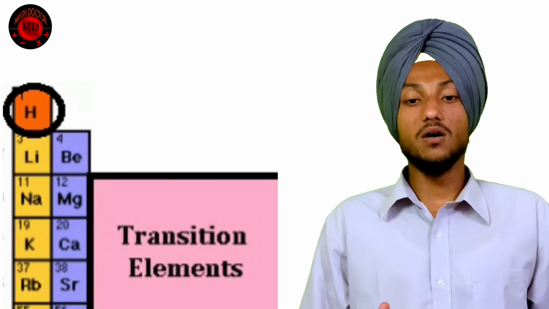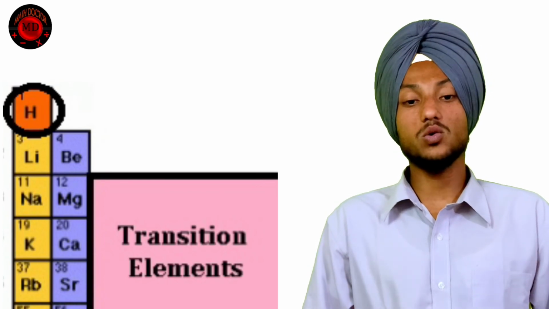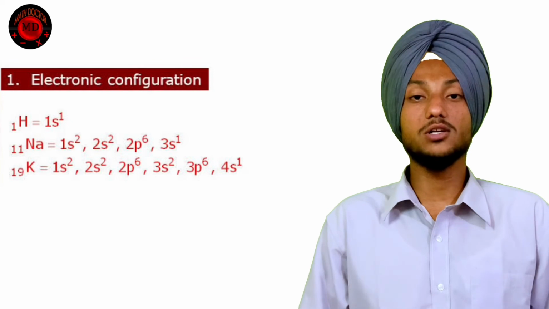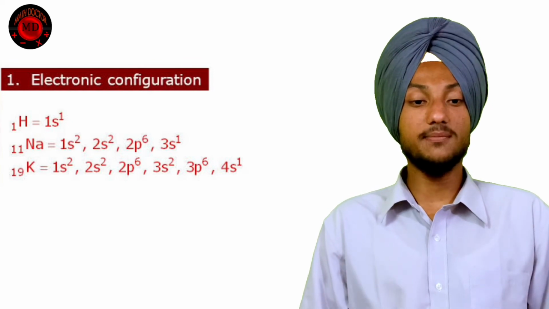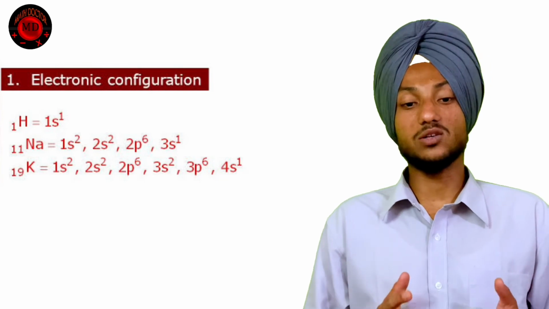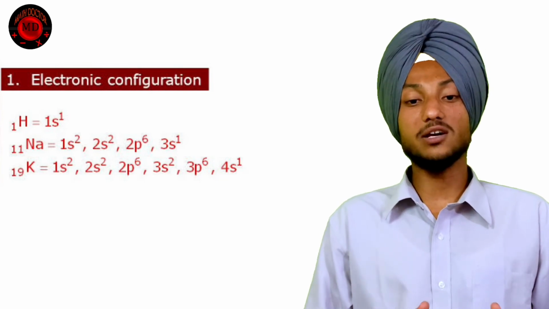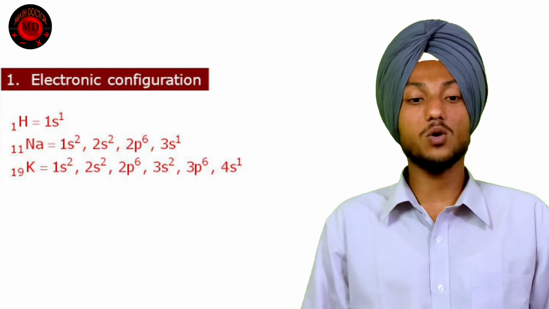Now let's discuss the position of hydrogen. Hydrogen has been placed at the top of group 1 above the alkali metals because the electronic configuration of hydrogen is similar to those of the alkali metals. Both hydrogen as well as the alkali metals have one valence electron each. Since the hydrogen atom is very small in size, many properties of hydrogen are different from those of alkali metals. Therefore, while discussing the alkali metals of group 1, hydrogen is never included.